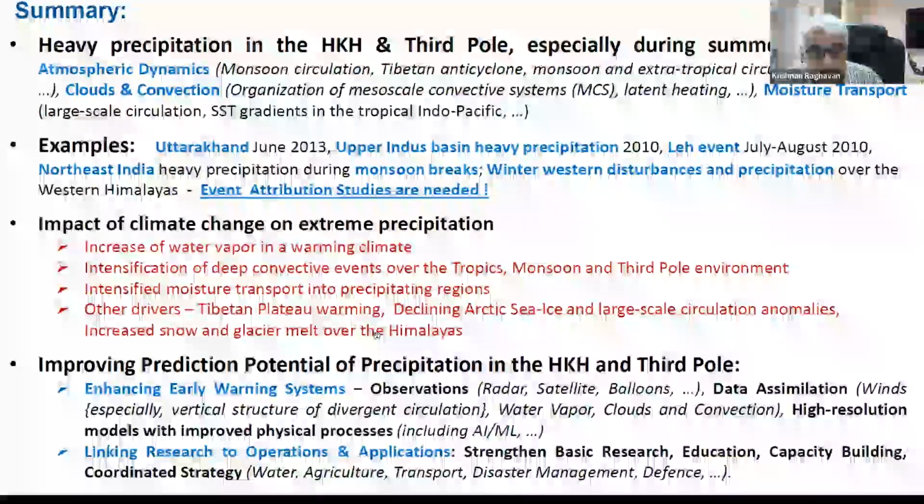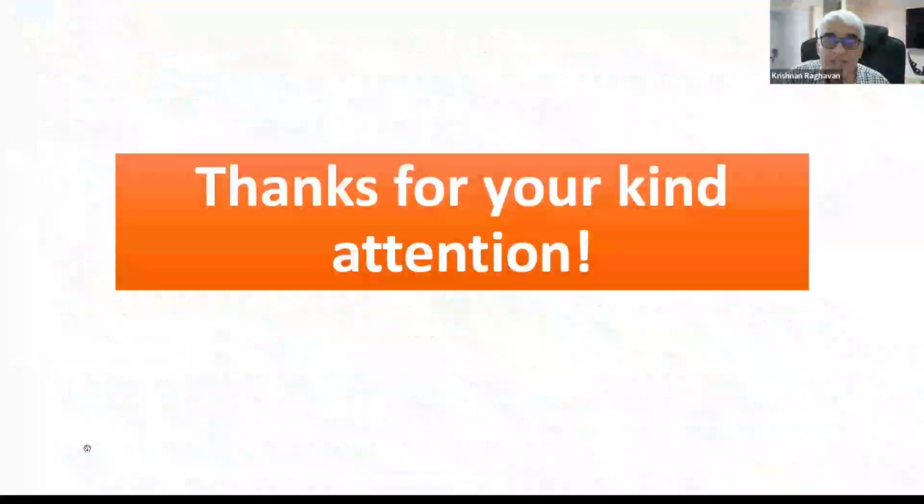So clearly there is a need to improve the prediction potential of heavy precipitation events in the third pole environment, which means we need to really enhance our early warning systems and also link research to operations and applications. With this, I would like to come to the end of my talk.